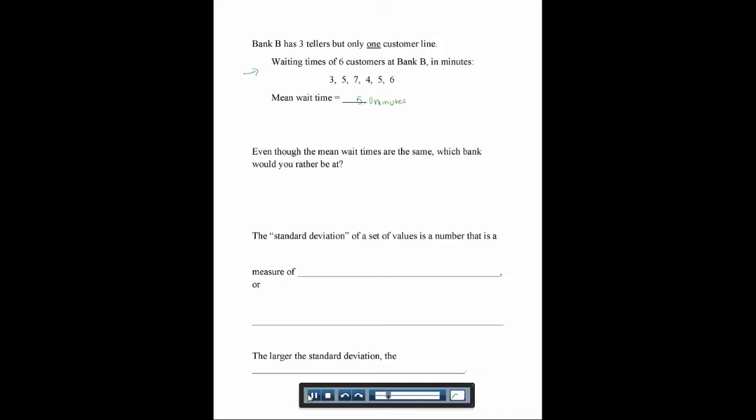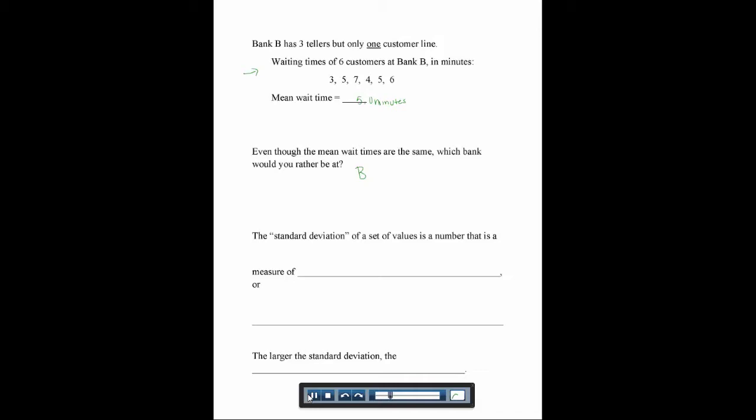Now, which bank would you rather be at? I think you'd rather be at bank B because, even though one person got really lucky at bank A and only had to wait 1 minute, one person got really unlucky and had to wait 10 minutes. And you can see from bank B, everybody was within 2 minutes of the average of 5. Okay, so we really want to know how spread apart things are, not just what their averages are. And that's the whole idea behind standard deviation.